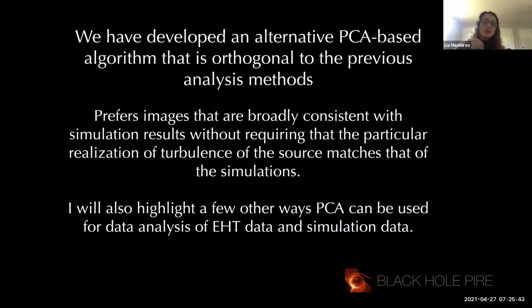And so what we have been working on is developing an alternative to these three methods. The idea here is that we're developing a fourth method that's orthogonal to the first three. We're not necessarily trying to replace any of the first three methods. We're just trying to find a different way to analyze this data that could be complementary to the other analysis methods. The way that we have gone about this is creating an algorithm that will perform an image reconstruction, but it will do it in such a way that it prefers images that are consistent with the broad space of images where all of the GRMHD simulations lie.